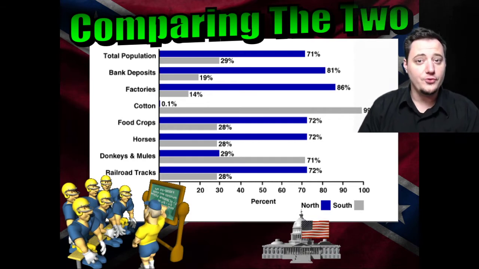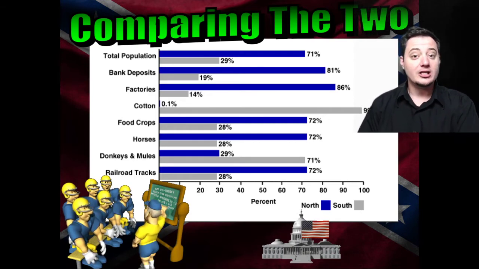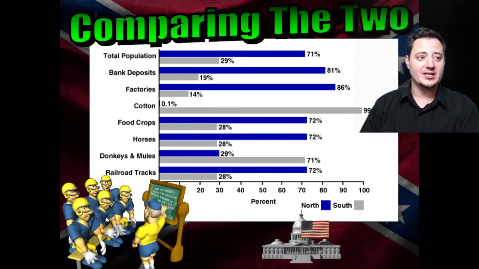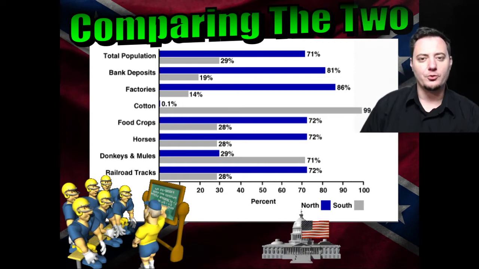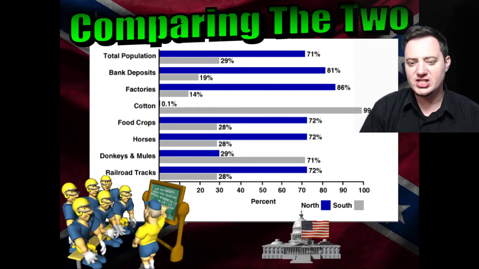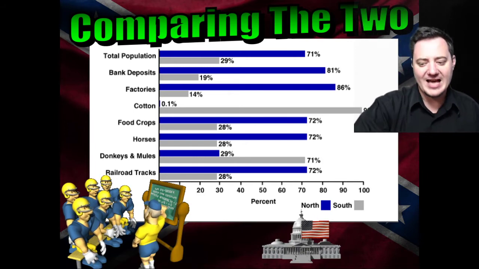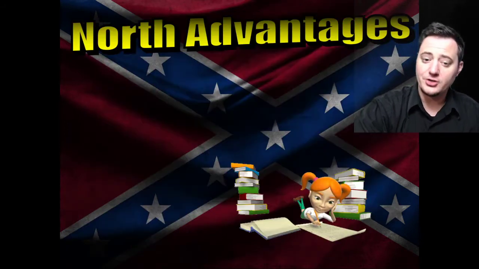The majority of the food crops are made actually in the north. The majority of the horses are in the north. The majority of the donkeys and the mules are in the south, but that's not as helpful because they tend to be a lot more stubborn animals. 72% of all the railroad tracks in America at the time is in the north. So you can see just from the chart here, the north has some definite advantages. But they also have some other ones.